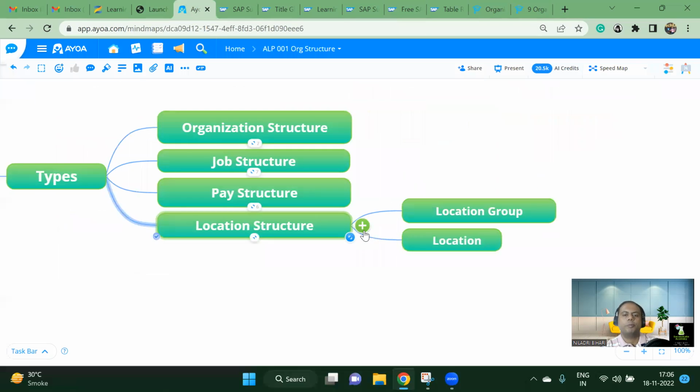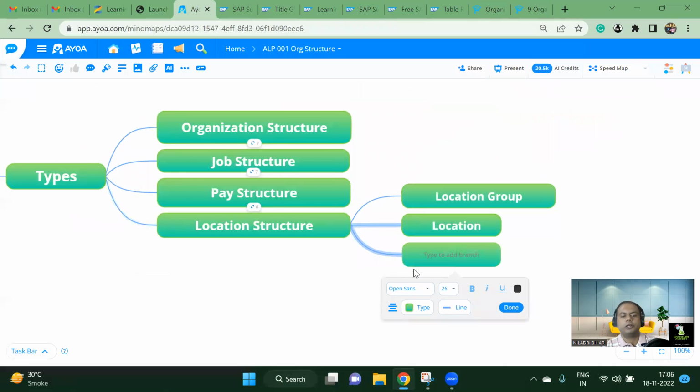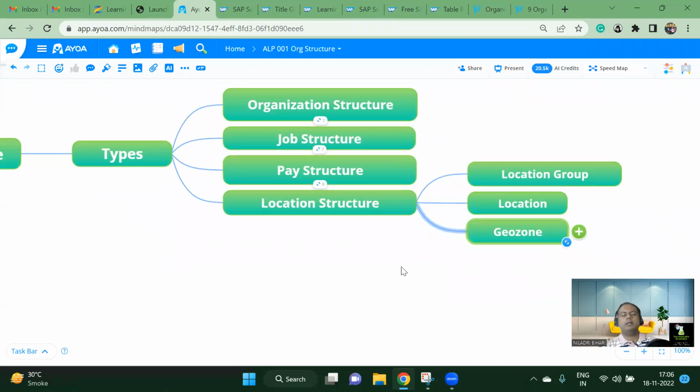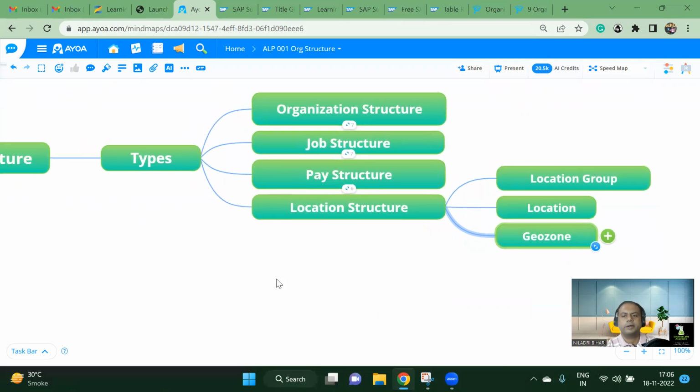I have just prepared the framework for you for ease of reading and understanding, and this mind map will be available publicly for download. If you're watching from my learning platform, you'll get it from there. If you are watching on my YouTube or any other social media channel, you'll find it in the link below this post.